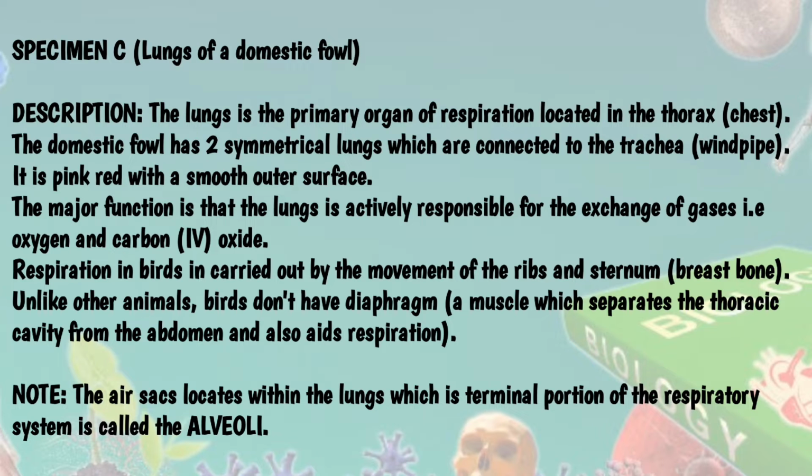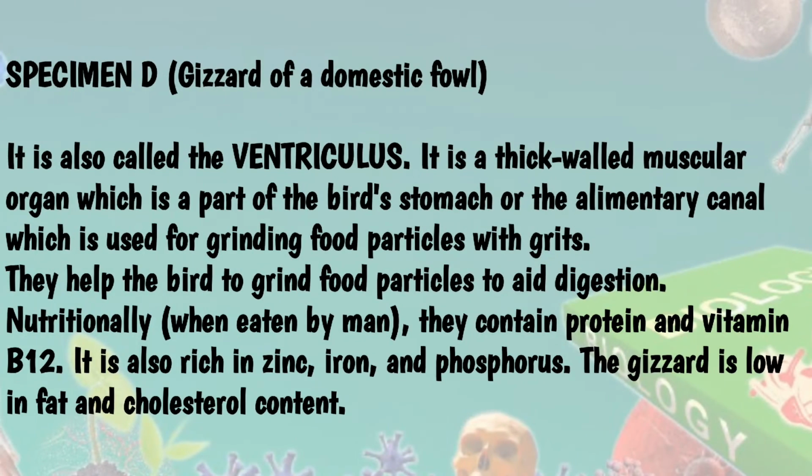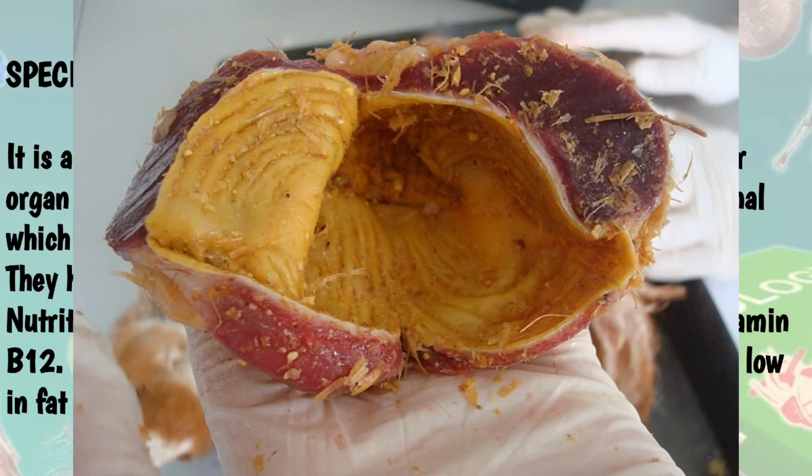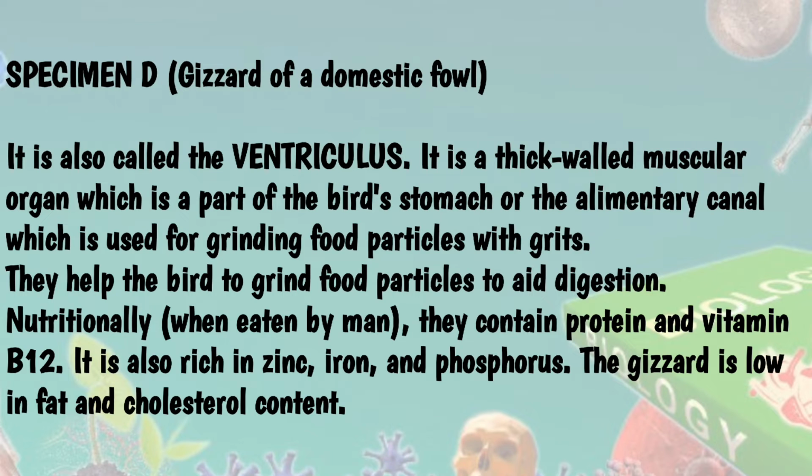And lastly, the terminal portion or the end portion of the lungs is called the alveoli. It is at the alveoli that there is an actual exchange of gases, because the alveoli is richly supplied with blood vessels. So moving on, specimen D is the gizzard of a domestic fowl. It's also called the ventriculus. There's a stomach before it called the proventriculus, but the gizzard is known as the ventriculus.